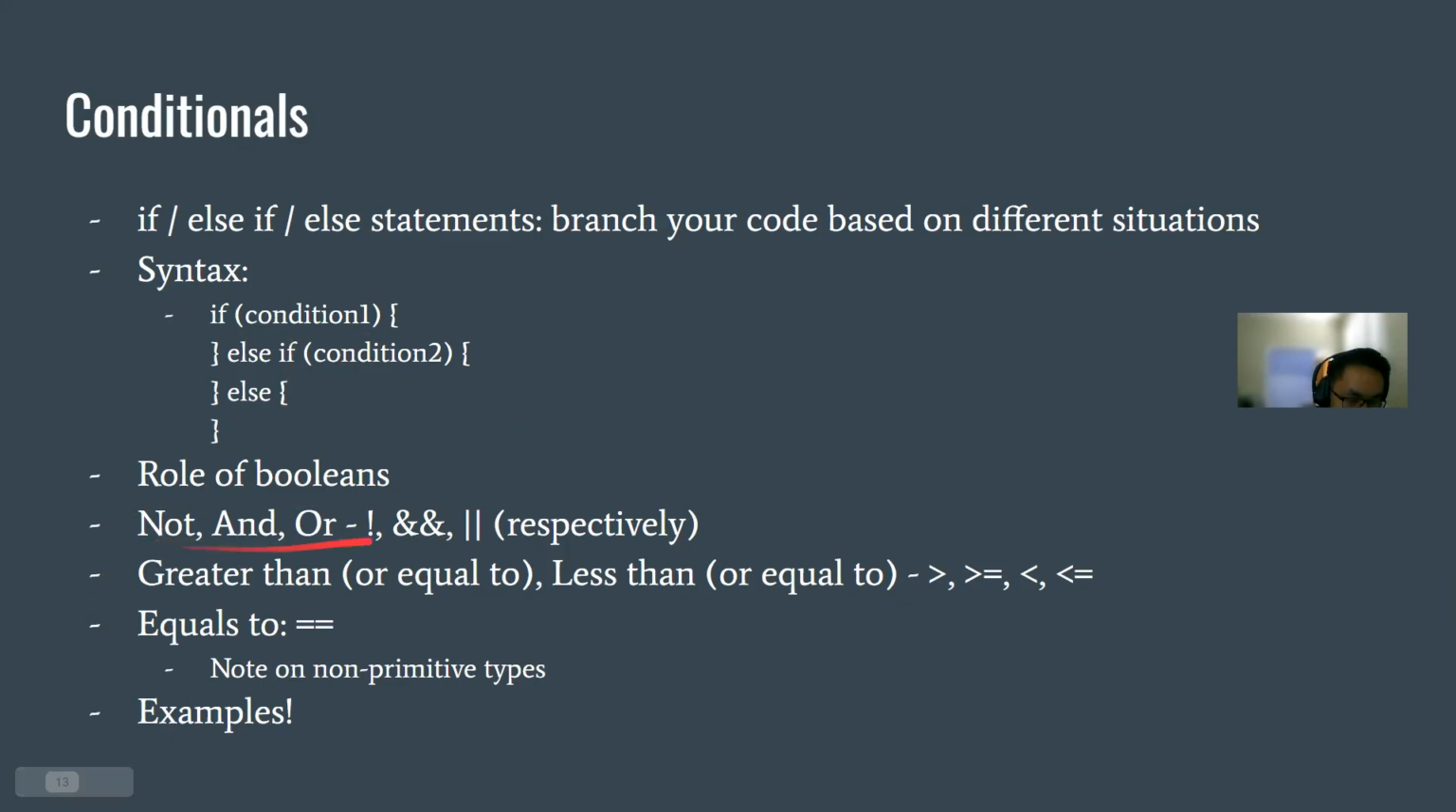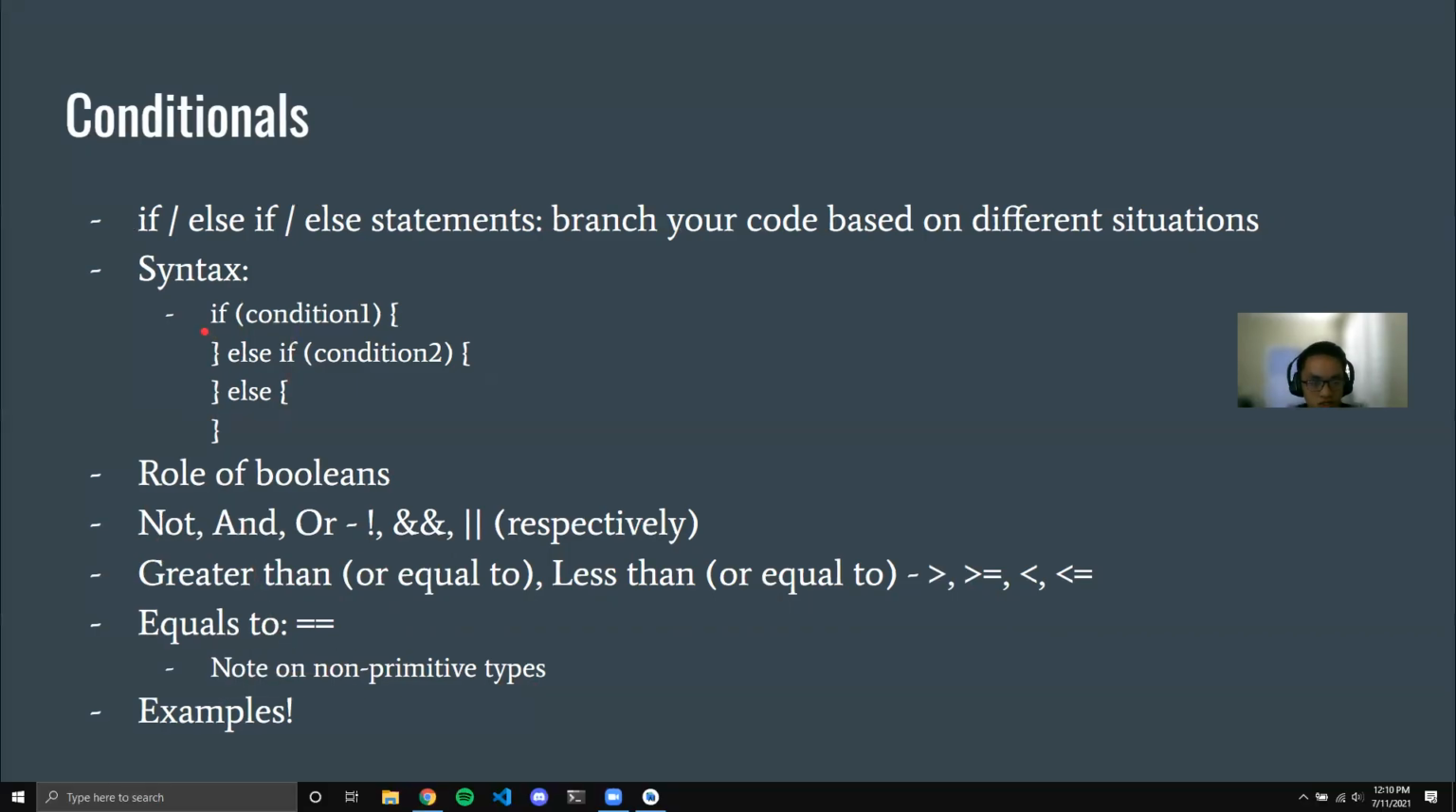There are some special things about them. You have not, and, or. There are also some comparisons you can do between numbers: greater than, equal to, less than, less than or equal to, or the equals. This is just for primitives, and we'll talk about non-primitives later. Let's go ahead and create some examples.